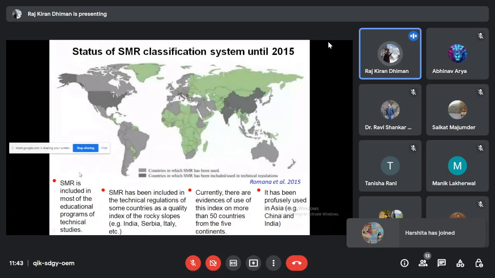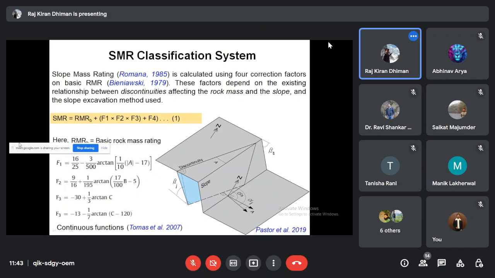So I just wanted to make you all aware that SMR is globally used and across the continents it's being applied. So yeah, there is this problem that in India it is not involved in the beginning in the highways actually. So sir has mentioned correctly, and the government should take it into account. So moving further, I will give you a brief idea about this classification system. What is it and how it works?